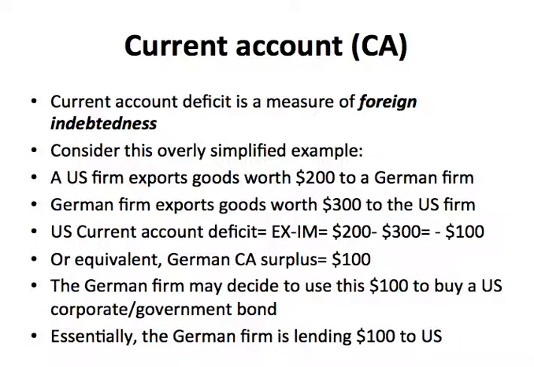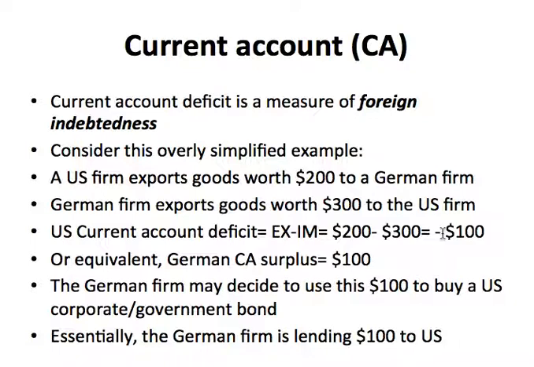And from here we can calculate the current account deficit for the US, which is just the difference between exports and imports. So it's just $200, which is the value of US exports. We subtract from that the value of US imports, which is $300. The difference between this is negative $100. It's a negative number because it's a current account deficit for the United States, given that there are no other trades between the US and any other country. So again, it's a very simplified example. Or equivalently, we can just say the German current account surplus is $100.